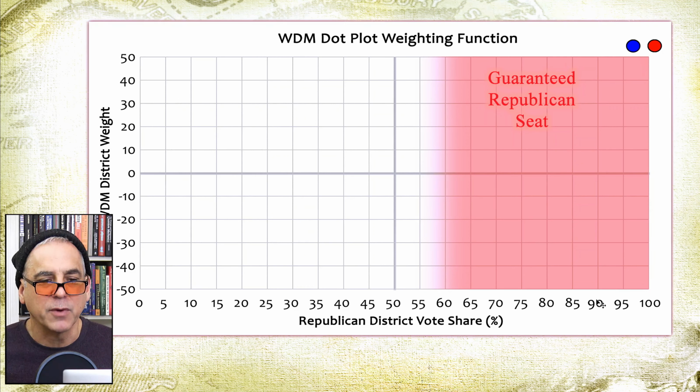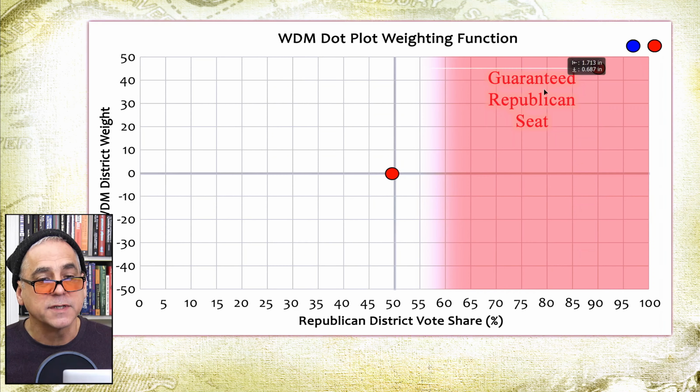But where is that point when a district becomes so packed it is a liability? Is 70% packed? 80%? 90%? What does packed mean? Let's take a look at how the weighted districts method handles this. We know that a 50% district is not packed. In fact, a 50% district is just as likely to elect a Republican as it is a Democrat, benefiting neither party. Therefore, it gets a 0 weight.